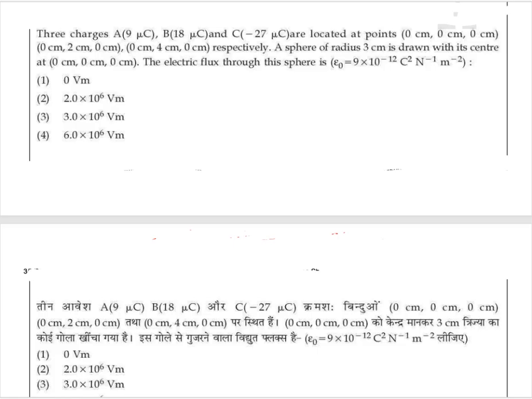The question is saying there are three charges, 9 coulomb, 18 coulomb, and minus 27 coulomb, situated at these points respectively. A sphere of radius 3 centimeter is drawn with its center at 0, 0, 0 centimeter. The electric flux through the sphere is given by, so we have to find how much the electric flux is.